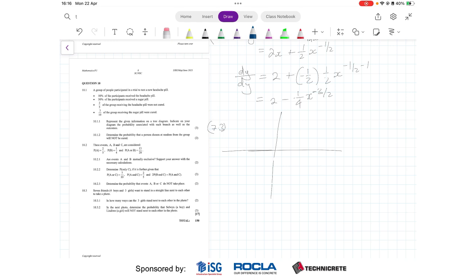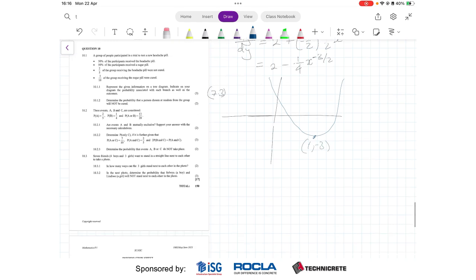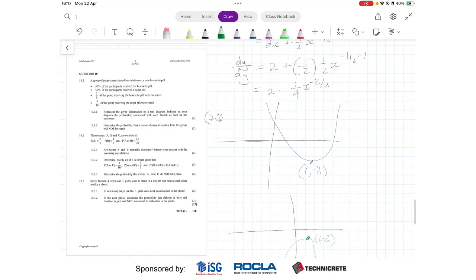So meaning essentially our graph could be something like this, where our turning point is at 1 and minus 3. Or we could have another graph that is something like this, with a turning point at 1 and minus 3. Please don't mind my drawings. I am horrible at drawing.